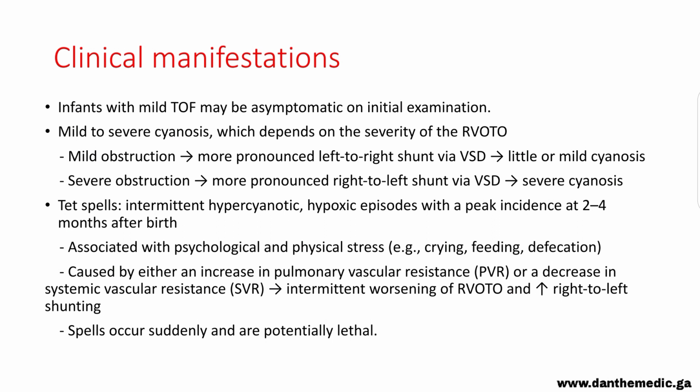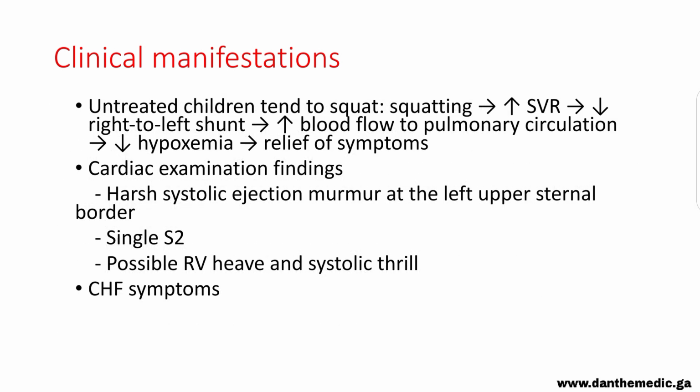Now, these TET spells are either caused by an increased pulmonary vascular resistance or a decrease in systemic vascular resistance. Either way, it will cause an intermittent worsening of the right ventricular outflow tract obstruction and cause an increase in right to left shunting. So, in other words, these TET spells are either caused by increased stenosis in the pulmonary trunk, or when the systemic blood pressure decreases. Both ways can result in right to left shunting. And these spells occur suddenly and they are potentially lethal. Untreated children tend to squat, and this squatting usually increases the systemic vascular resistance.